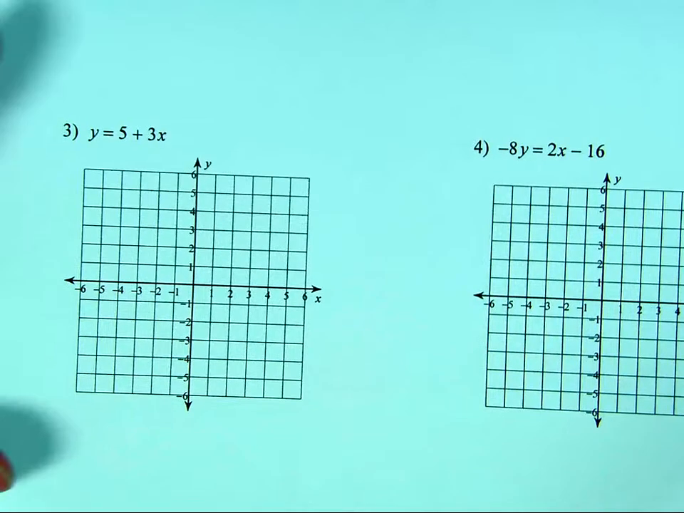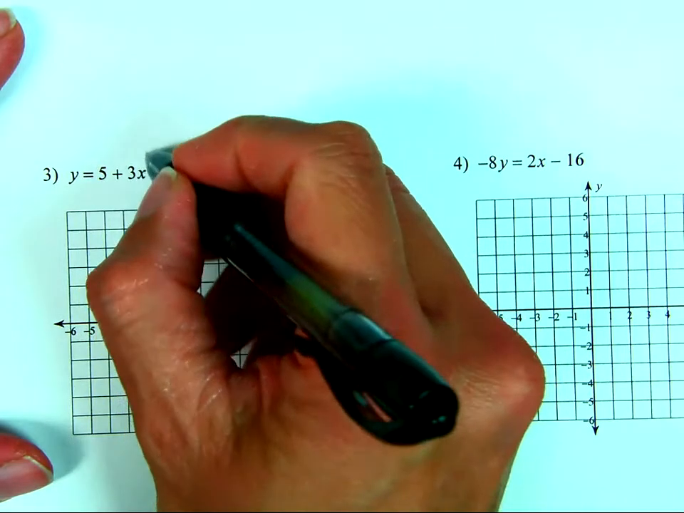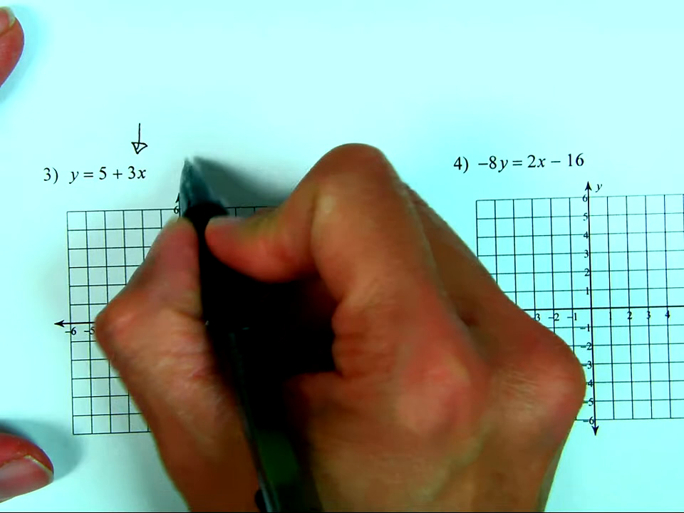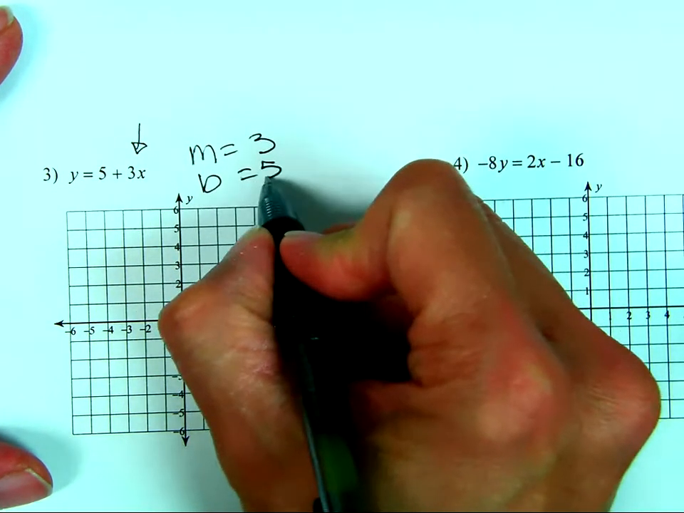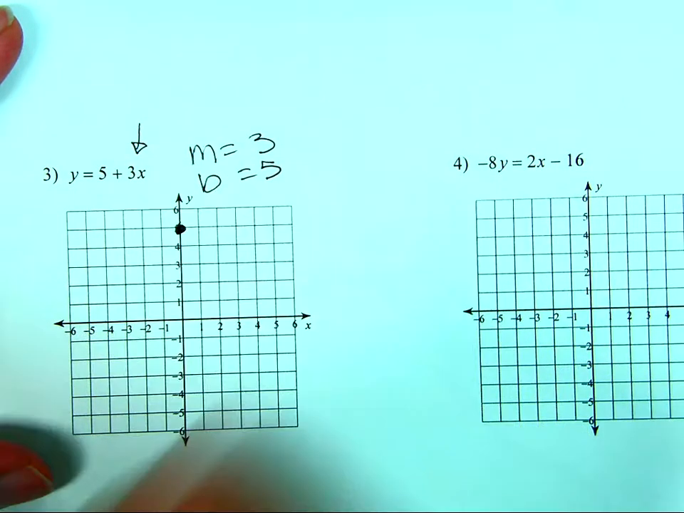Okay, two more. This one's not in the order mx plus b, so that can be tricky sometimes. Remember, it's the number that's in front of the x, that's the slope. So our slope is 3, and our y-intercept is 5. So the first thing I have to do is graph my y-intercept. So I'm going to go up 5, and I'm going to make a little dot.